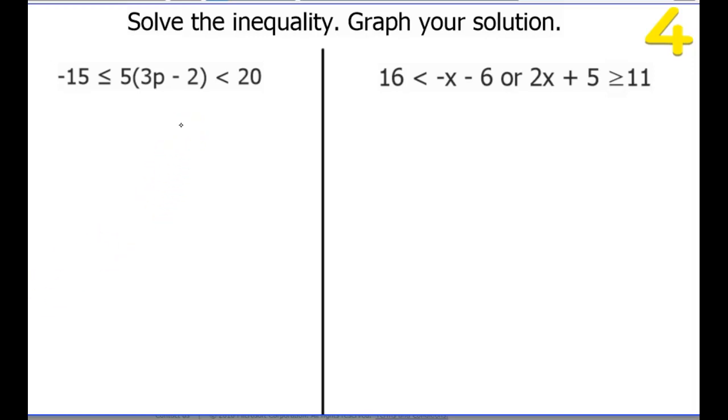Alright, now we're going to solve these inequalities and graph our solution. So the first problem is an AND inequality. So we are going to draw two lines straight down from our symbols. Now what we have in the middle here is distributive property. So we need to draw a box.